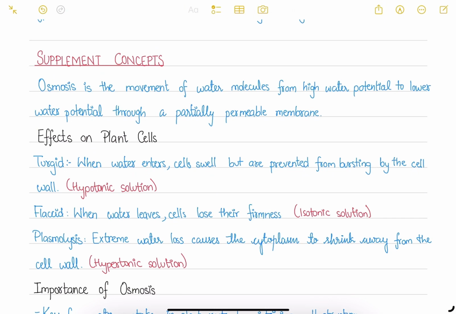Flaccid, when water leaves, cells lose their firmness and they become sort of floppy. So that happens in an isotonic solution. Plasmolysis. Extreme water loss causes the cytoplasm to shrink away from the cell wall. That's called plasmolysis, and this happens in a hypertonic solution.